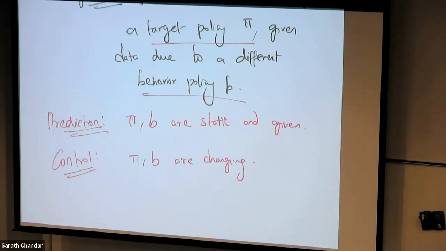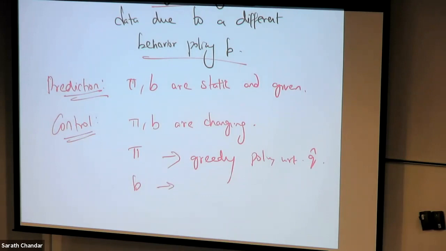If you take Q-learning as an example, pi in Q-learning is basically the greedy policy with respect to Q, right? And can someone tell me what is the behavior policy in Q-learning? Can we get some answers from Zoom as well? People on Zoom, for these simple questions, all of you can answer. Any answers? What is the behavior policy in Q-learning?